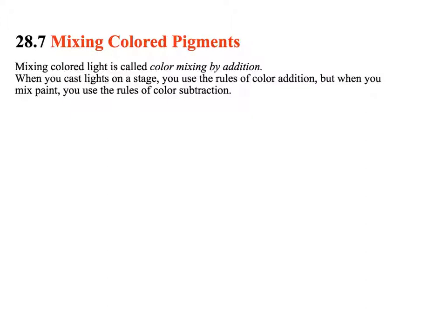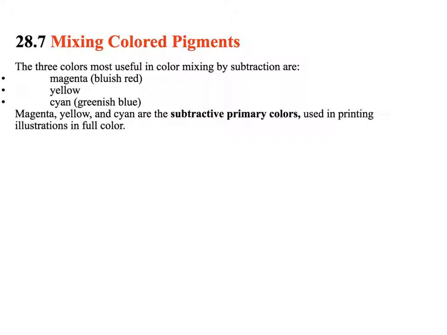Mixing colored light is called color mixing by addition. When you cast lights on a stage, you use the rules of color addition, but when you mix paint, you use the rules of color subtraction. The three colors most useful in color mixing by subtraction are magenta, yellow, and cyan. Magenta, yellow, and cyan are the subtractive primary colors used in painting illustrations in full color, like what your printer does.